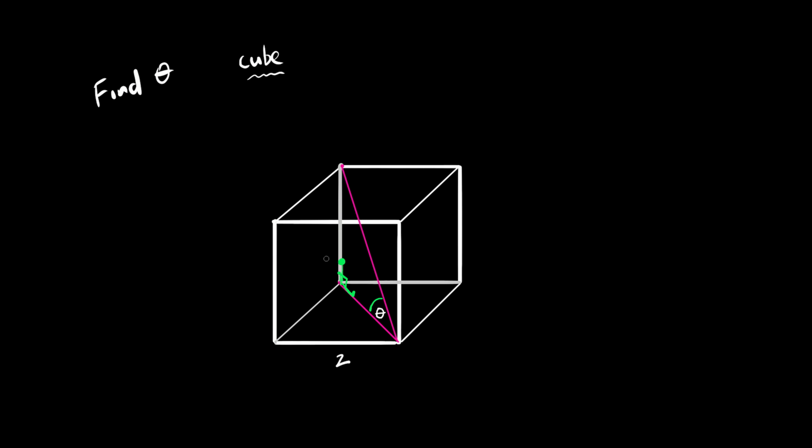Now, is it possible to use SOH CAH TOA in 3D? And the answer is yes, we can. The bottom of a cube is a square, so this happens to be the same length as this, and we'll call this 2. This happens to be c, it's the hypotenuse, and this happens to be a right triangle on the bottom.